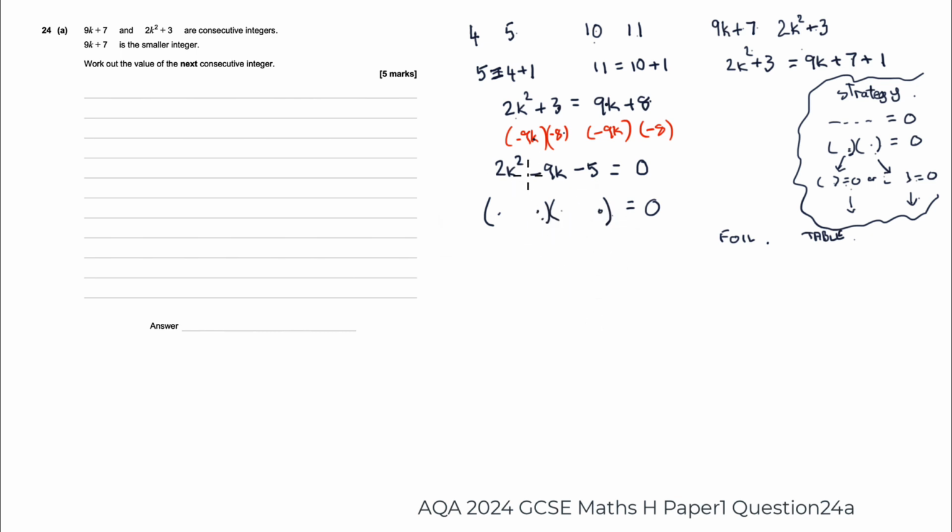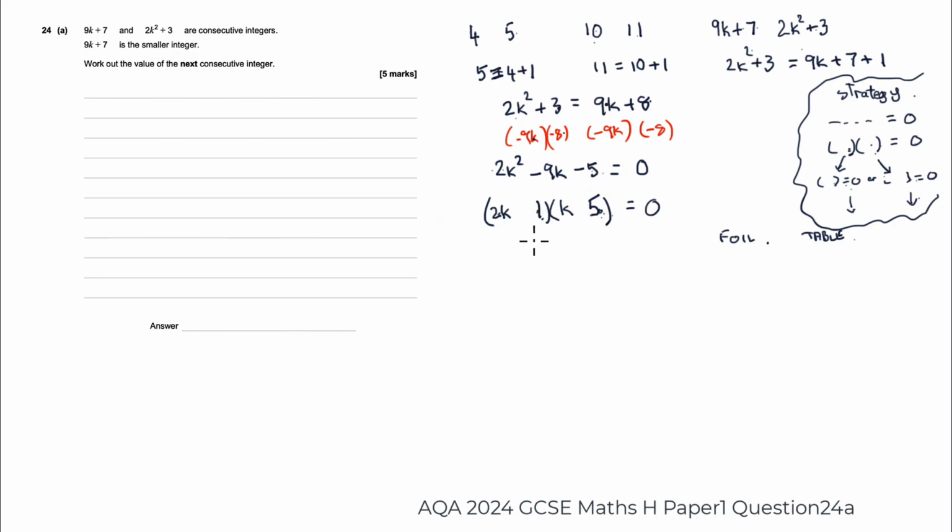That's the FOIL method. We look at the first term in each bracket. The product is supposed to be 2k squared, so we would have a 2k times a k. And in the last product, we're trying to get a 5. Let's forget about negatives just now: 5 times 1 or 1 times 5. So I'm going to try 1 times 5. If this doesn't work, we would swap it round and try 5 times 1.